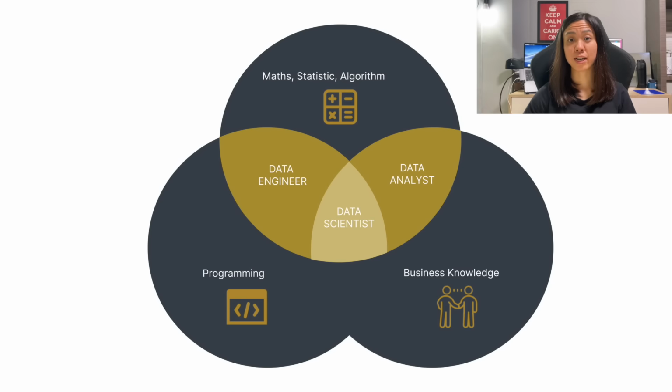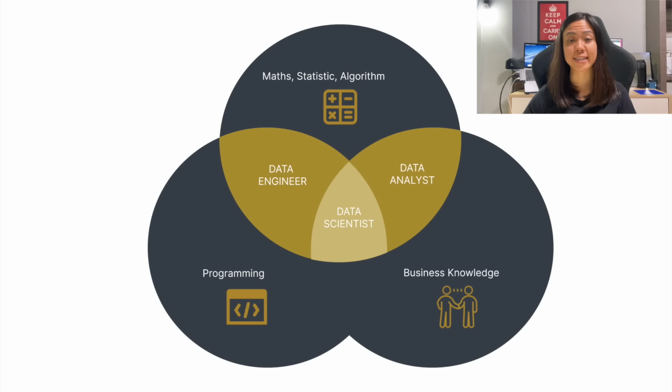If you have looked online, you've probably seen variations of charts like this. There's actually no one clear definition, but I think this Venn diagram gives a pretty good overview of the different roles. This Venn diagram is split into three main categories. We have the math, stats, algorithm, programming, and business knowledge. And from the Venn diagram, you can see where these different roles intersect.